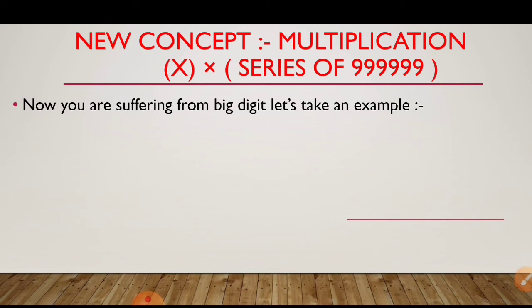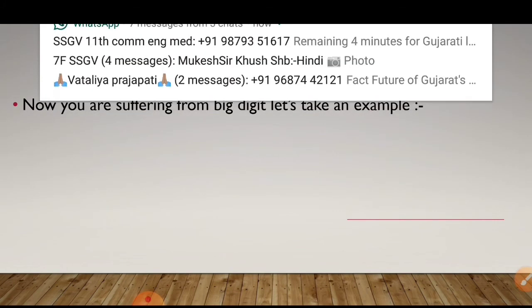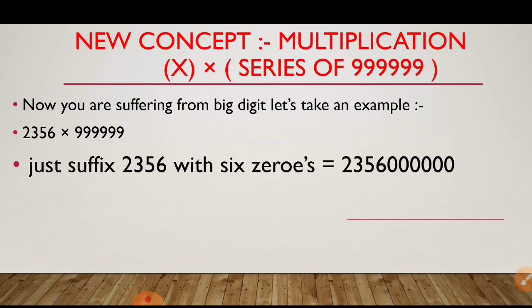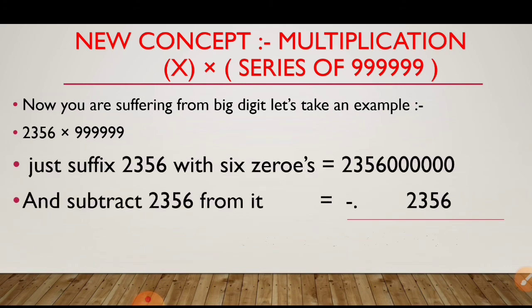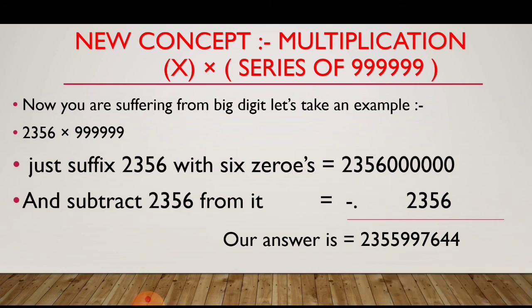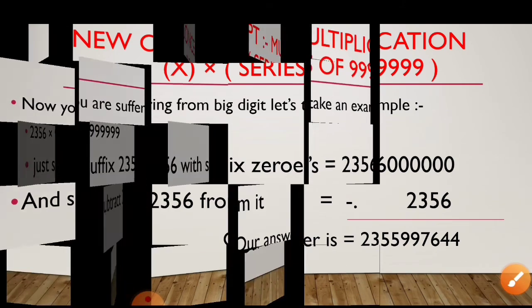Now here the series is 99,99,99. Okay, means 9,99,999. Now you are dealing with a big number. Okay, so here six 9s were given, so you have to put 6 zeros and subtract that number from that. Now the answer is the number shown for this value. Okay, means these sums.